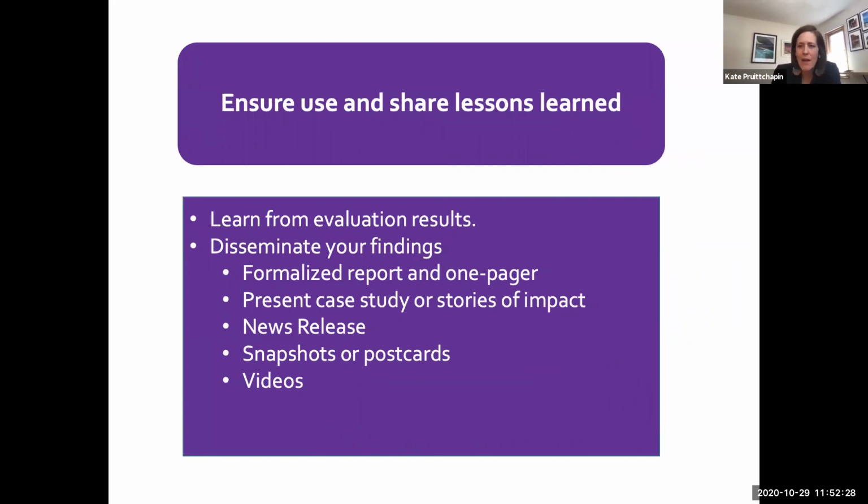And then we think about how we want to disseminate our results. Who are our stakeholders, and how can we inform them? Again, this is a really good way to be creative.